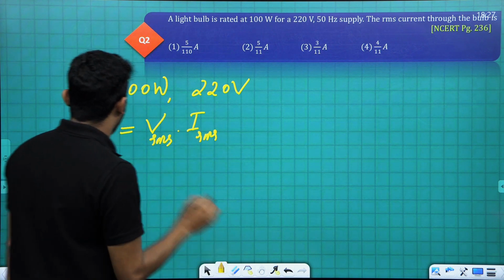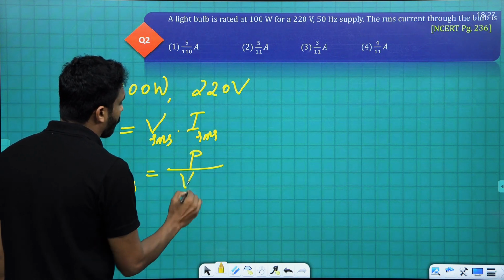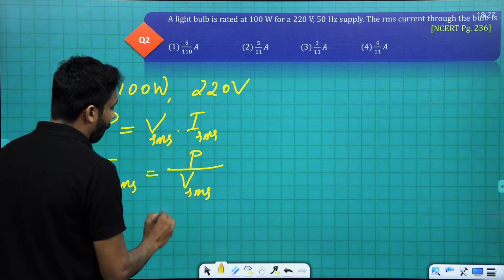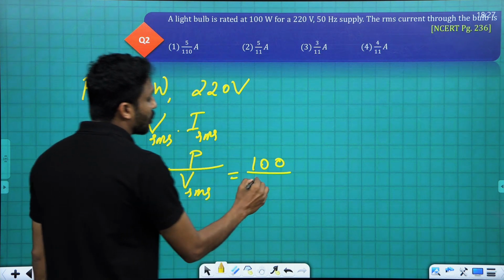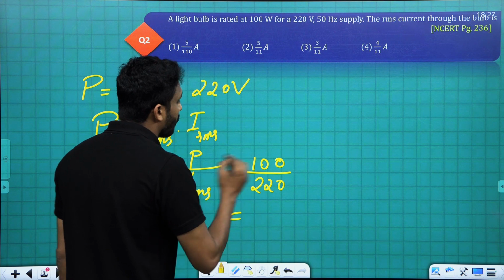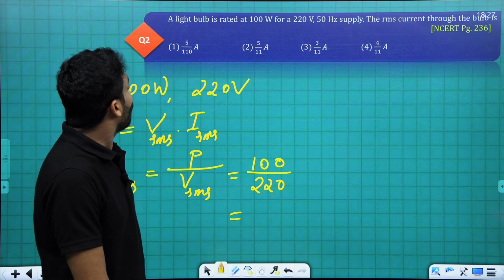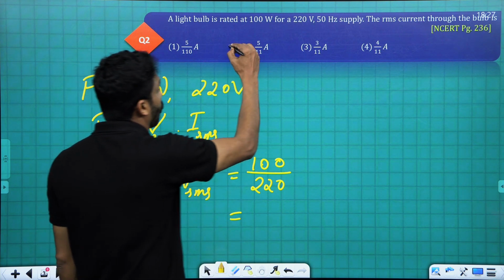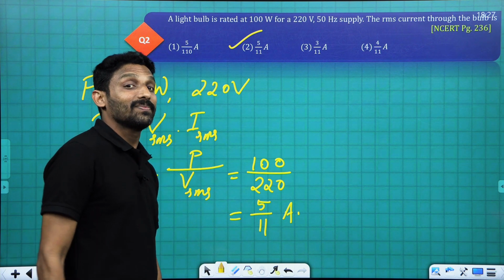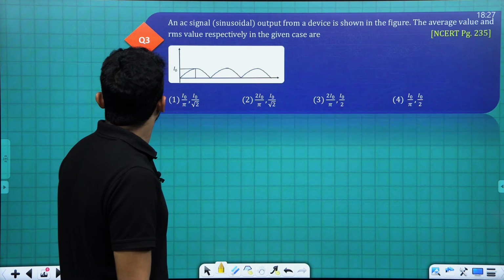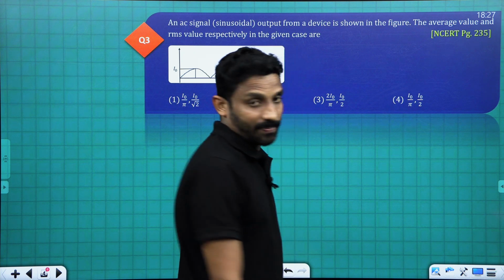Now, IRMS is asked. Very direct question: power divided by VRMS. Power is equal to 100 watt divided by VRMS, which is 220 volt. Zero, zero cancel. 10 by 22 is 5 divided by 11. 5 divided by 11 ampere. This is option 2. Very direct. 5 divided by 11 ampere. Clear? So easy.